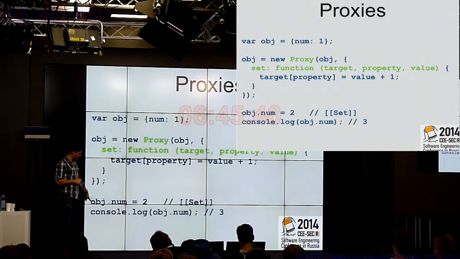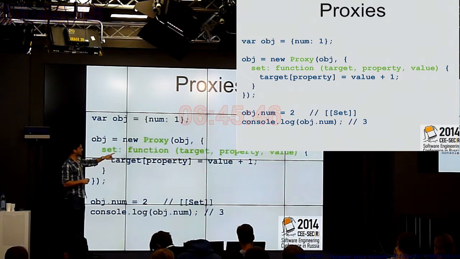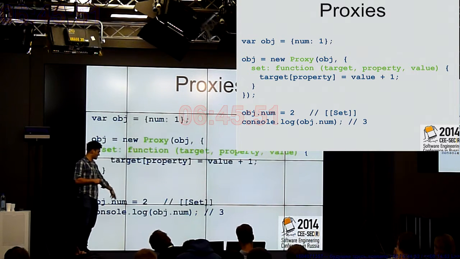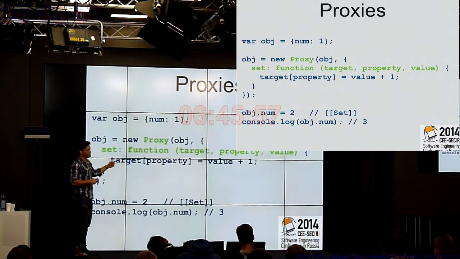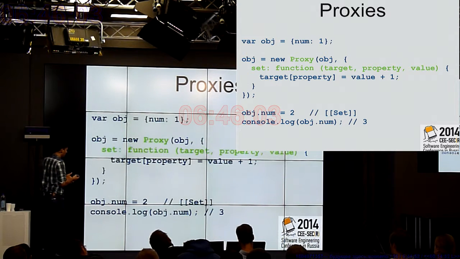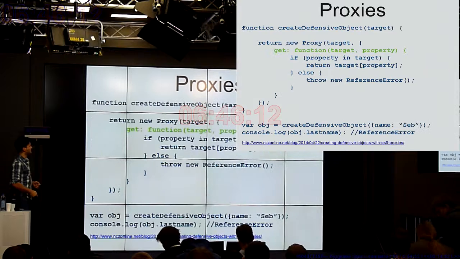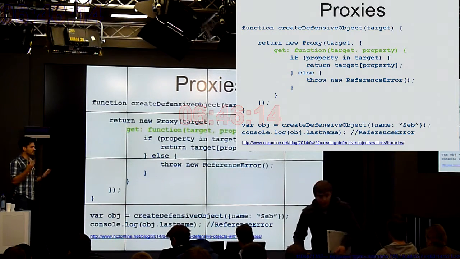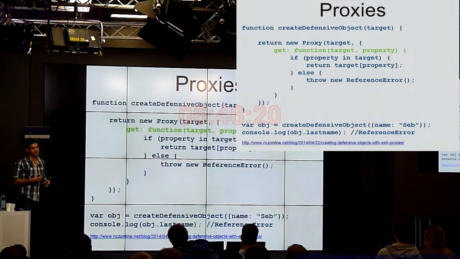So when we do object.num equals 2, this function is called, and the arguments will be the target, which is the object, the property, in this case num, because it's the property we are assigning a value to, and the value, which is 2. And as you can see here, we can redefine the value of the property. So if I try to print out object.num again, I will get 3. This opens the door to different things you can do, like mocking, for example.